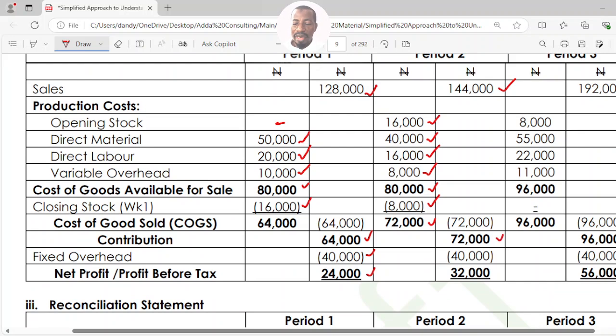So the fixed overhead, remember what I told you, under marginal costing approach, the fixed production overhead is a cost that has no sympathy for activity level. Irrespective of number of units produced, the fixed overhead will not change. It is constant because it is based on budgeted output. So the same fixed overhead that you have in the first period is what you are going to have in the second period and the third period. Therefore, 72,000 minus 40,000 will give us 32,000. So I'm done with period 2.